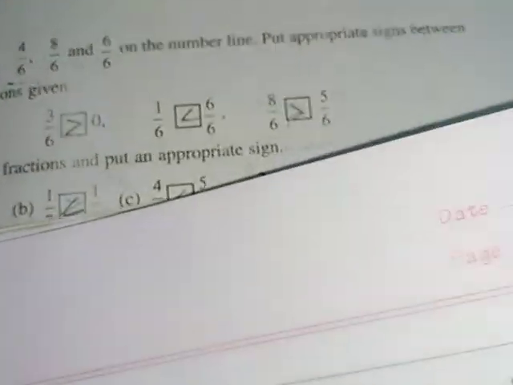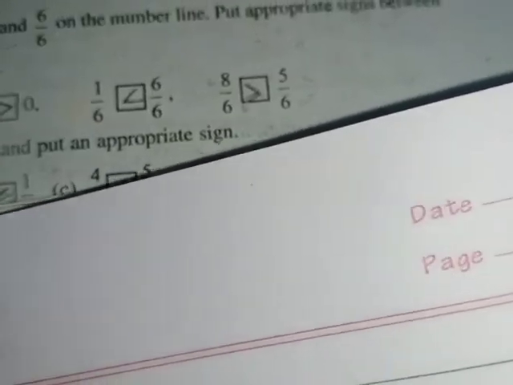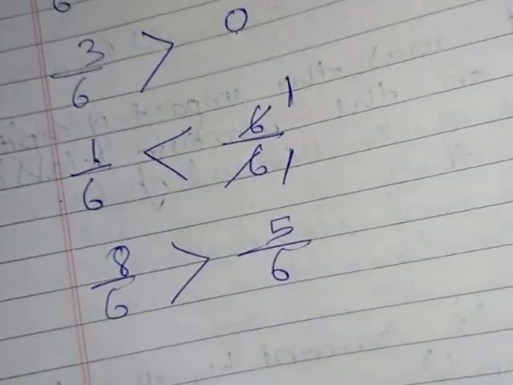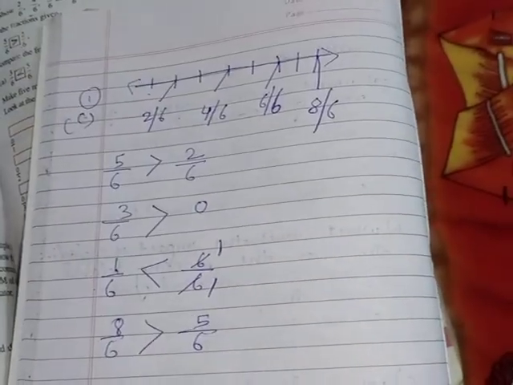Okay. Now the next one we have 8 upon 6 and 5 upon 6. So which one will be greater? 6 and 6 are same. So 8 upon 6 will be greater. That's how we have to do question number 1C.